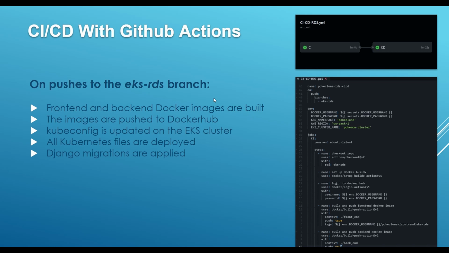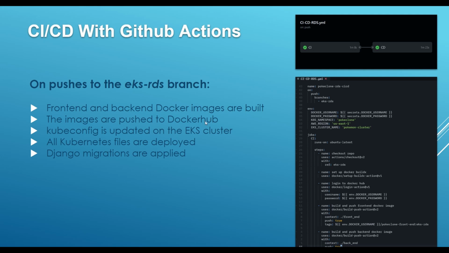Now we have all of our infrastructure set up, so we want to do some automation to update the code. Whenever someone updates the code, it automatically tests and prepares the code to be released, so we don't have to manually do this task. Push to the EKS RDS branch. The first job is that front end and back end Docker images are built. Next, these images are securely pushed to Docker Hub. This step makes our images available for deployment and ensures we have versioning for rollback if needed.